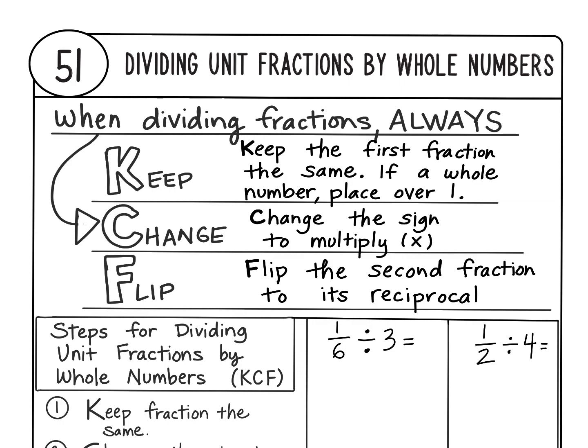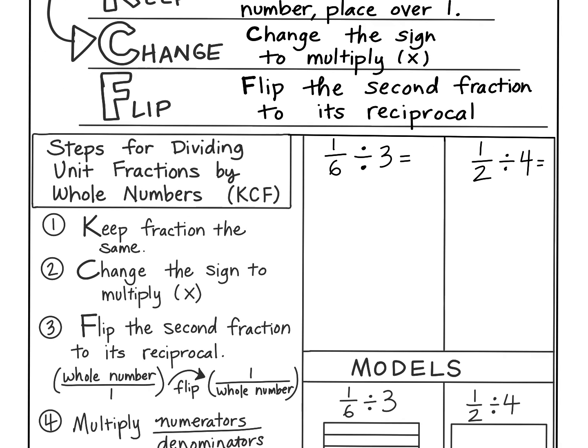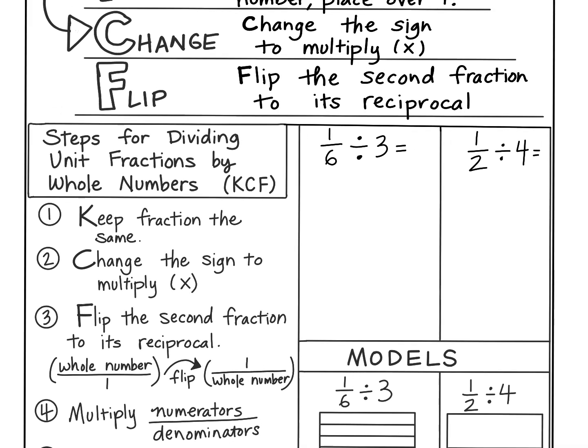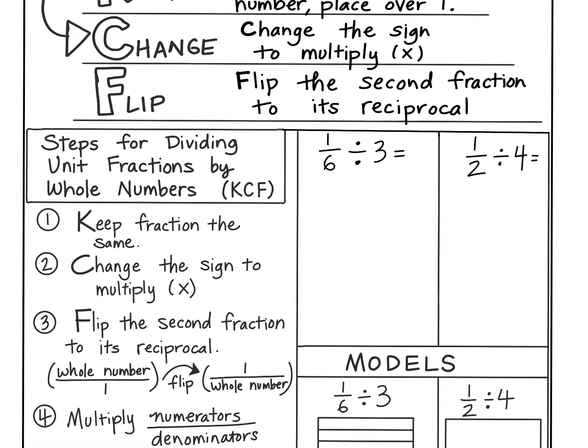Okay, so steps for dividing unit fractions by a whole number. That's what we're starting with today. You're going to keep the fraction the same. You're going to change the sign to multiplication sign, and then you're going to flip the second fraction to its reciprocal. But before we can do that, there's one step that we got to do. So let's go ahead and start by keeping this first fraction 1/6 the same.